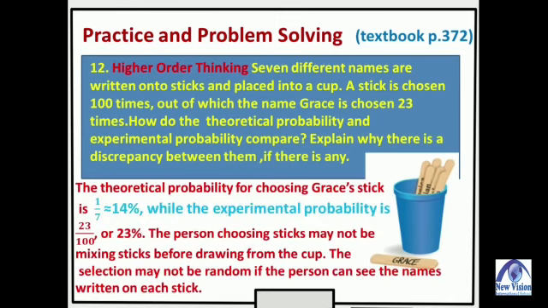The theoretical probability for choosing Grace's stick is 1 out of 7, which is about 14%, while the experimental probability is 23 out of 100, or 23%. The person choosing sticks may not be mixing sticks before drawing from the cup. The selection may not be random if the person can see the names written on each stick.